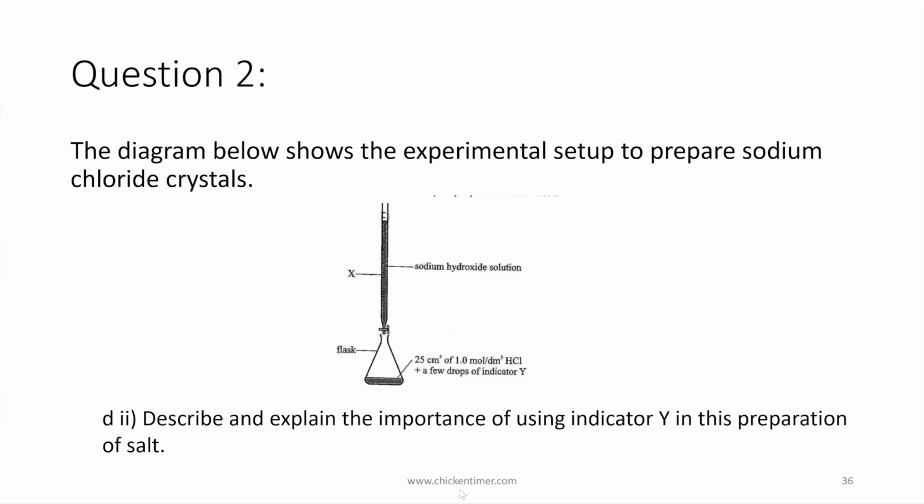Describe and explain the importance of using indicator Y in this preparation of salt. Describe and explain, so it would be a relatively long answer. So write something. It is important to know the exact amount of NaOH that has completely reacted with acid. So what does indicator Y do?